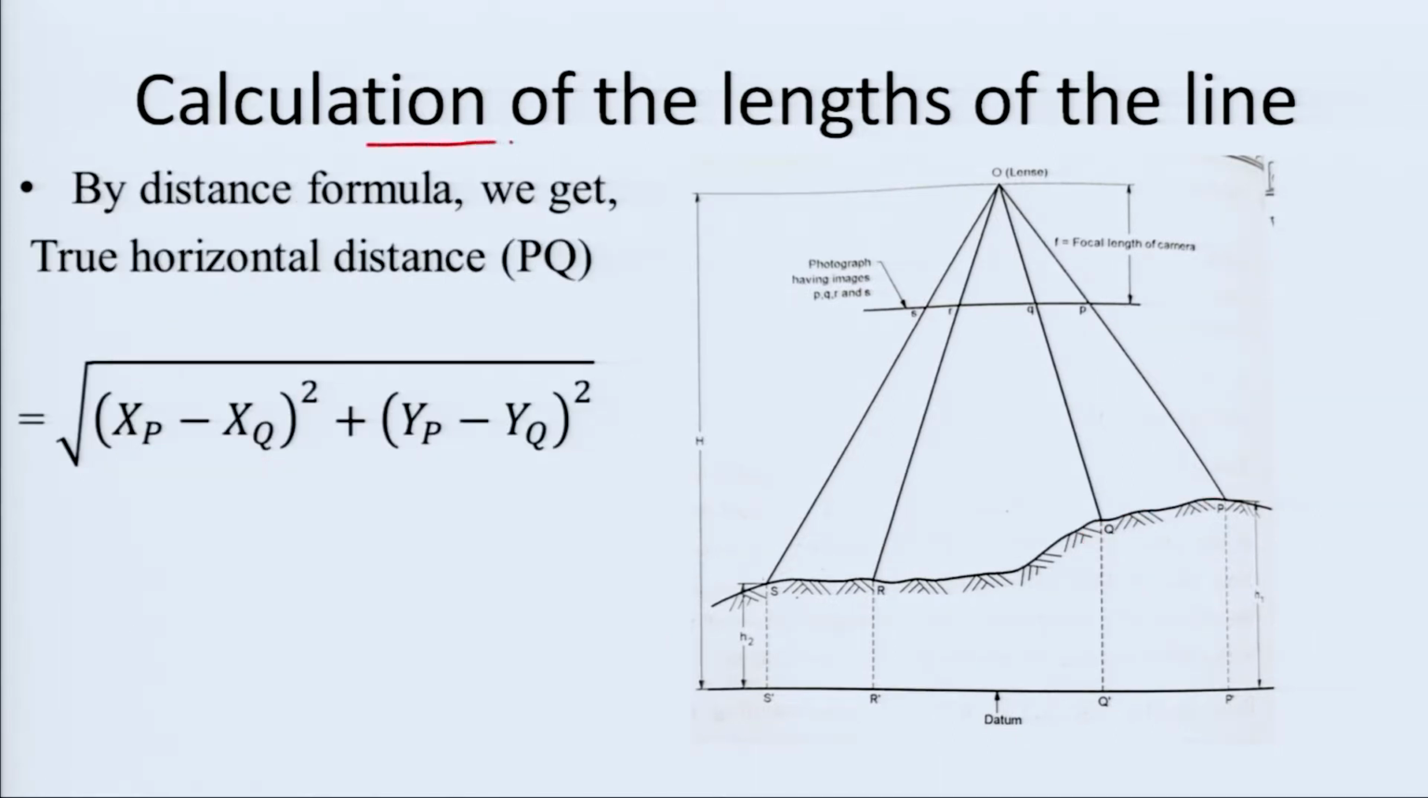We can also use the distance formula for calculating the true horizontal distance. Now, in order to find the distance between P and Q, as we found the different coordinates earlier, by using the distance formula the horizontal distance PQ can be calculated as the square root of (xp minus xq) whole squared plus (yp minus yq) whole squared. By using this formula, we can calculate the length of any line.